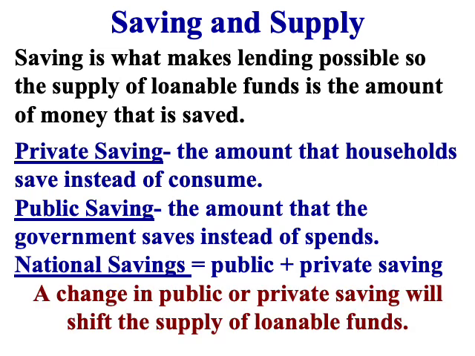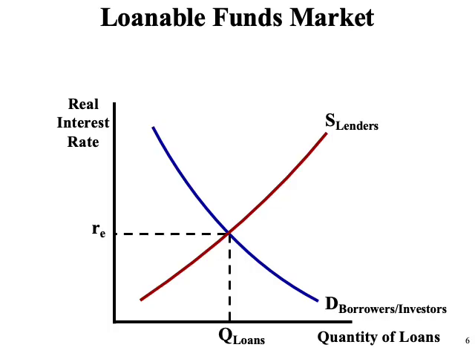Okay. Whenever there's a change in public or private savings behavior, that's going to shift our loanable funds supply. So just like in any market, once we set an initial equilibrium, the supply curve can increase to the right or decrease to the left. So let's look at an example of that.